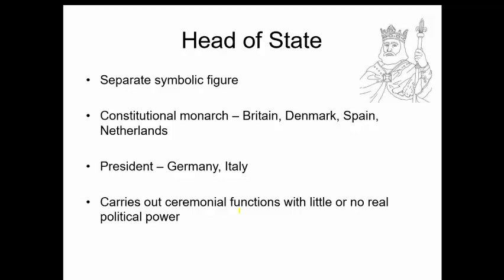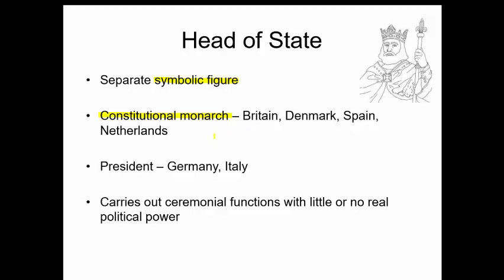Now, the head of state in these parliamentary type systems is typically a separate and mostly symbolic figure, such as a king or a queen of England, for example. These are typically referred to as constitutional monarchs, and they mostly are symbolic and ceremonial. We see some countries, Britain, Denmark, Spain, Netherlands, have these constitutional monarchs that are pretty much symbolic and do not have a whole lot of power on policy making.